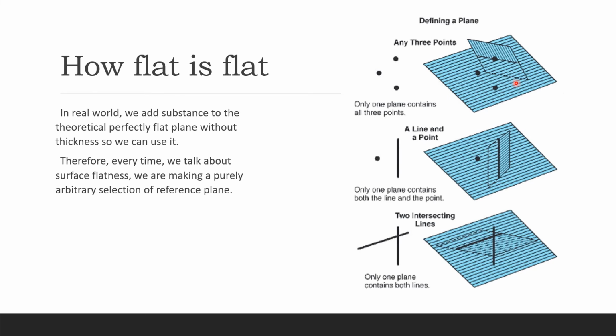So now we're going to put the thickness into the imaginary perfect flat plane. As soon as you put the thickness, you start to see it because you're making that with some sort of substance. Okay, so everything that we say is flat in the world is not flat because it has some level of thickness. Okay, even the finest gold plate, you can eat it, right? Even that is not flat enough. Anyway, so every time we talk about surface flatness, we're making a purely arbitrary selection of the reference plane.